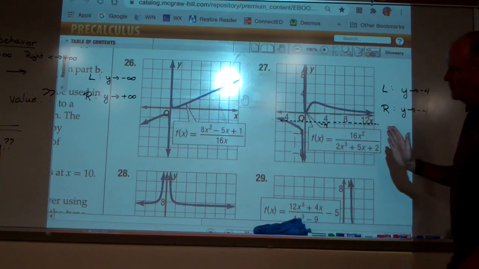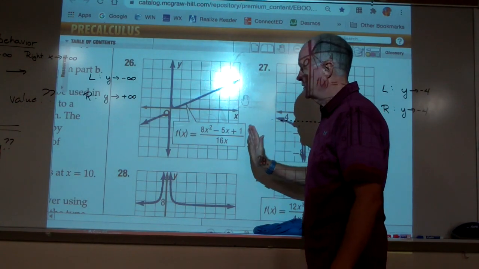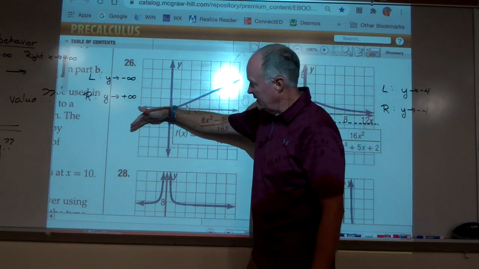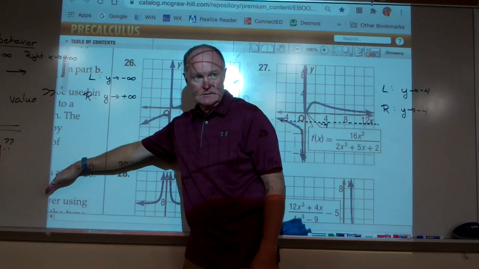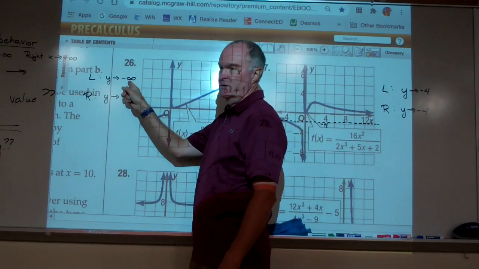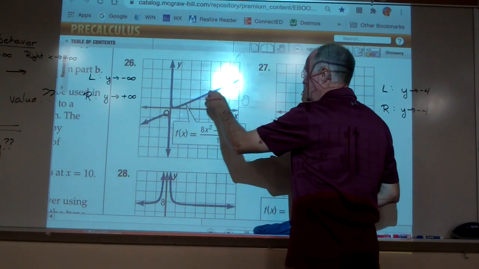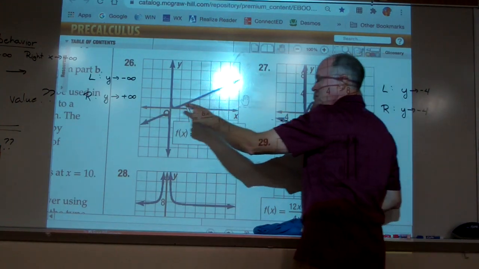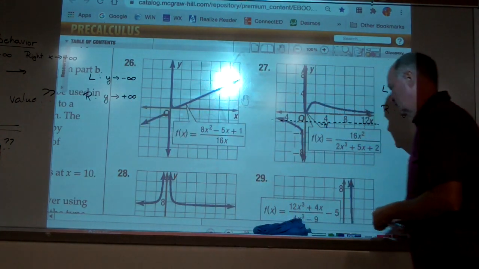26, almost the same thing as 24. As I go all the way to the left, that's going down. That's also going to go to negative infinity. When I go all the way to the right, that's going up. So that goes to positive infinity.